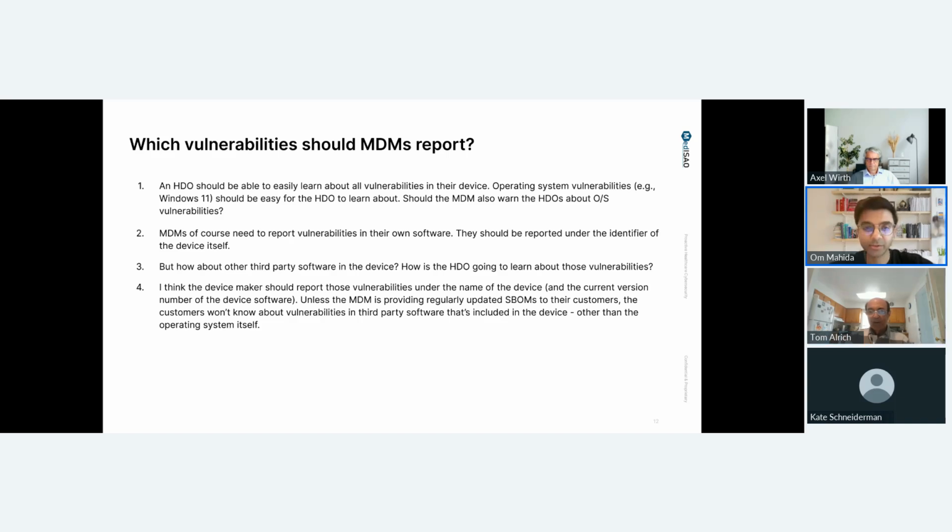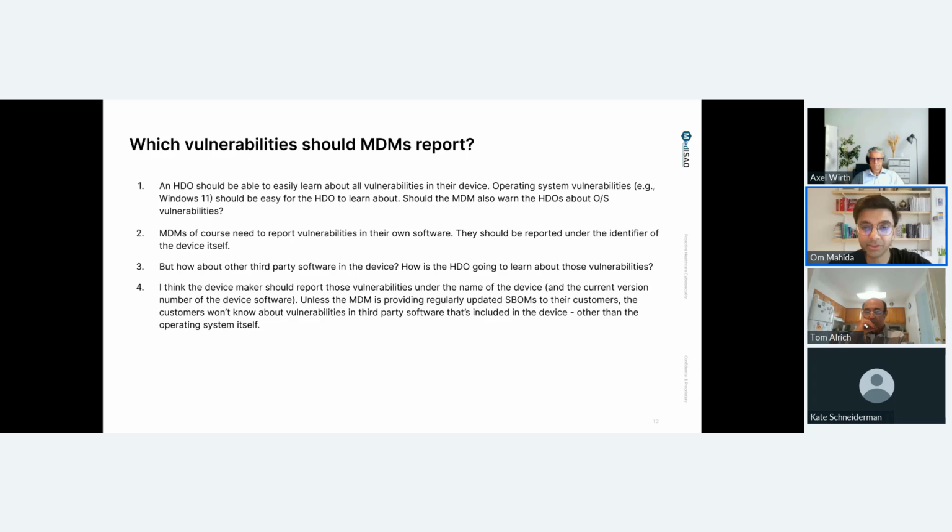Yeah, so one of the underlying questions is, what vulnerabilities should a device manufacturer actually report? In the most ideal case, a hospital or a clinic should be able to easily learn what vulnerabilities are actually on their device. Things like operating system vulnerabilities should be easy for a hospital to know, because the operating system version and stuff like that is relatively easy to pick up.